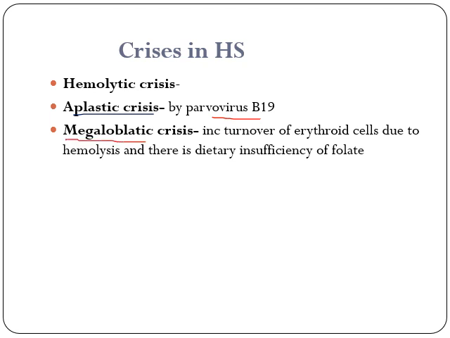Now next is your megaloblastic crisis. It is said that since in hemolysis there is increased turnover of erythroid cells, as a result there will be dietary insufficiency of folate, which will lead to megaloblastic crisis. So three crises: hemolytic crisis, aplastic crisis, and megaloblastic crisis. So the patient can come to you with a clinical feature of even megaloblastic anemia. So why? Because they will be in a megaloblastic crisis.